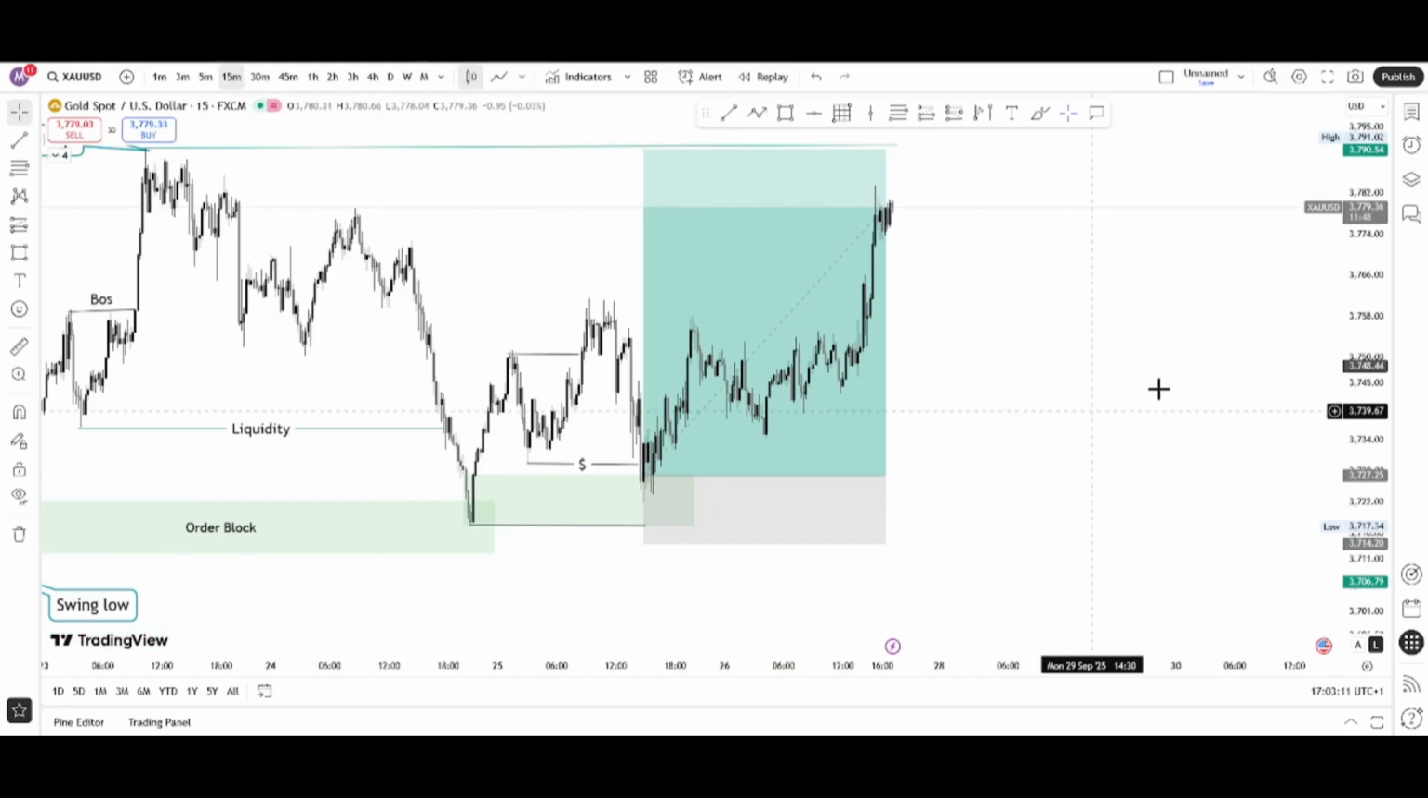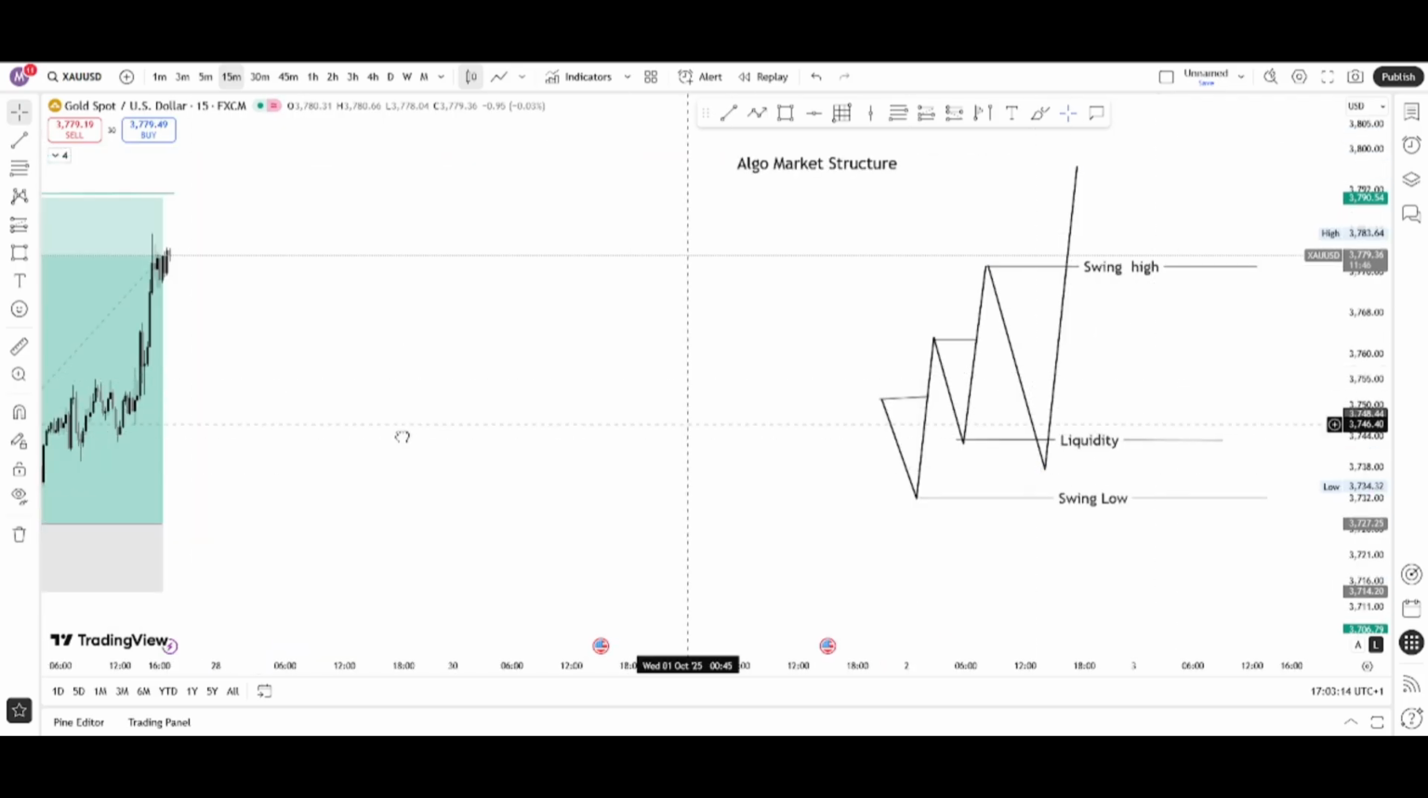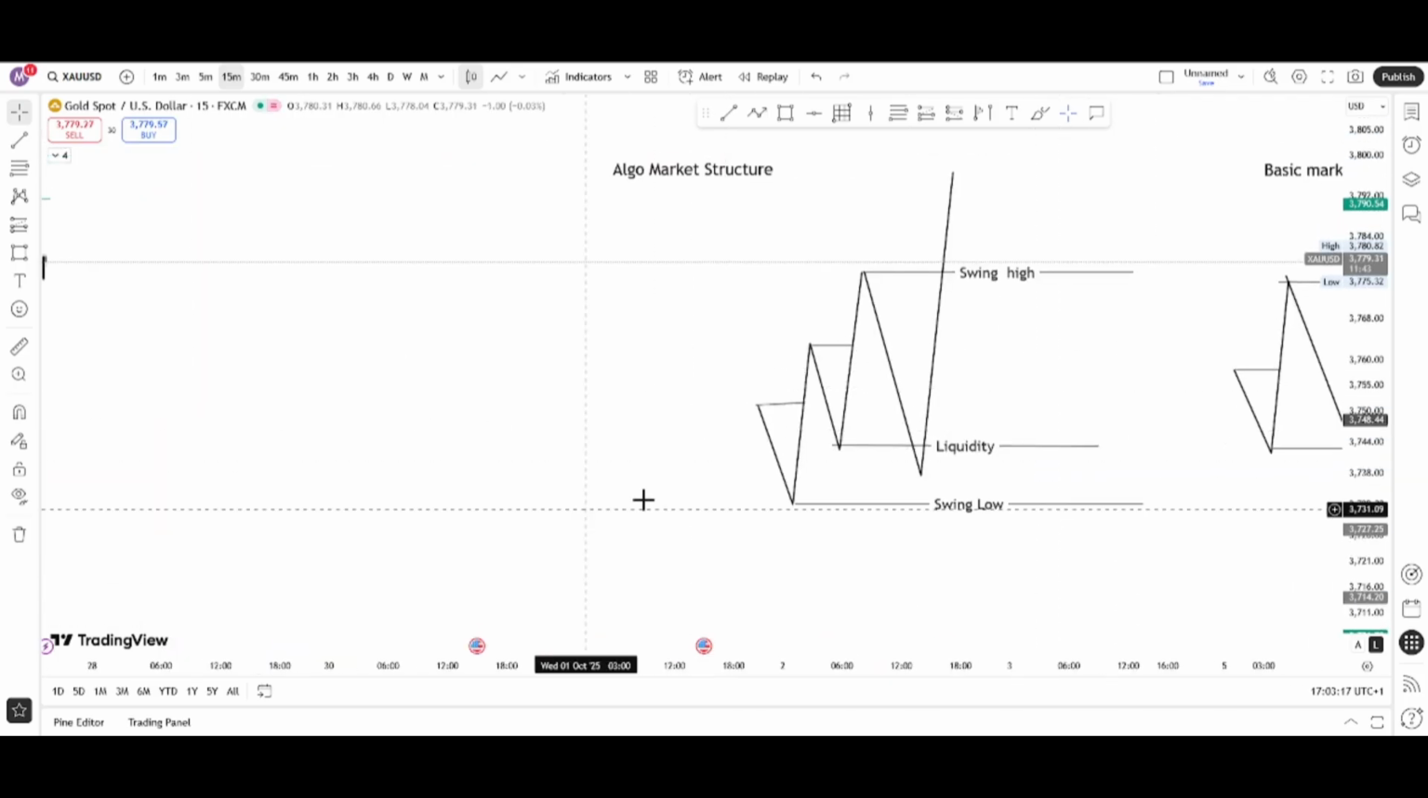So this was how I was able to catch this trade on gold using just this simple method.